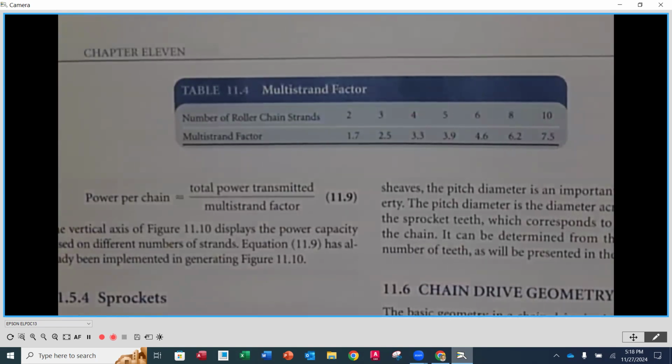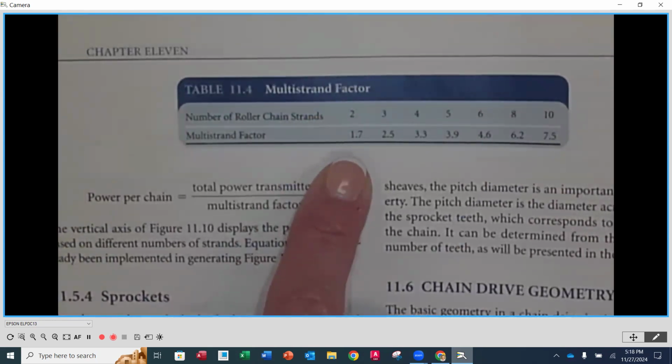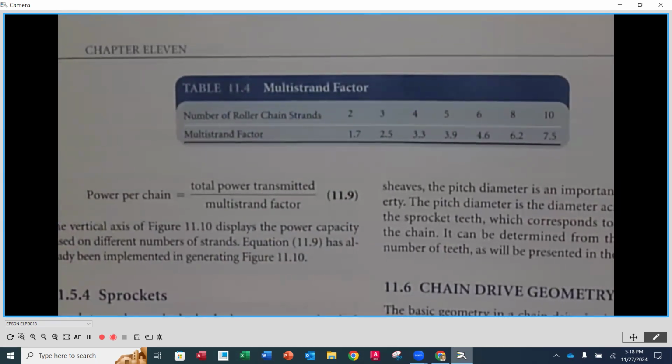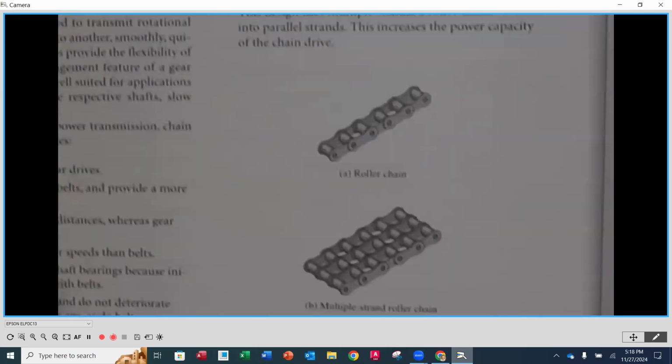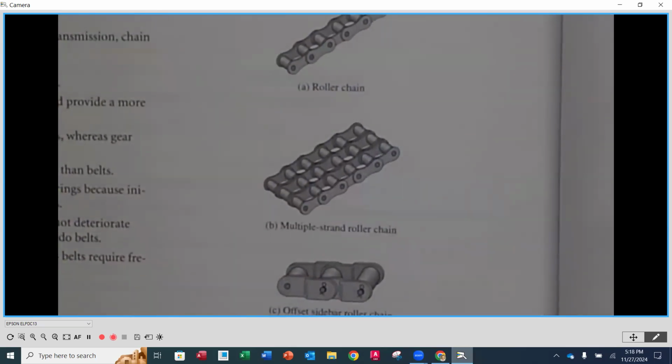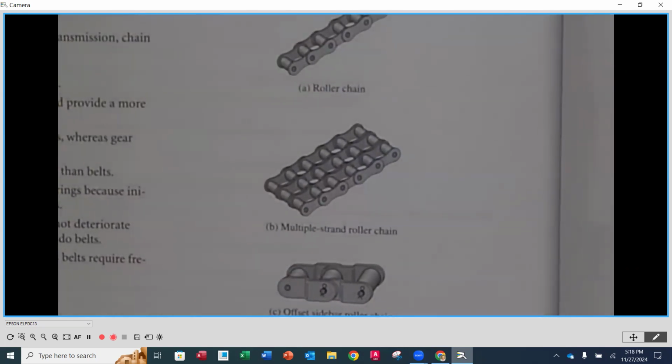if I find that out and I then put another strand of chain next to it, I do not get a multiplier of a pure 2, okay? I get a multiplier in this case of 1.7. And the reason is, if we go back to the illustration where we had the multiple strands, some of those side plates are shared between the strands, okay? It's not a doubling effect of each one of the elements, unfortunately. If it was, then we could say double the power carrying capability, but it just doesn't work that way.